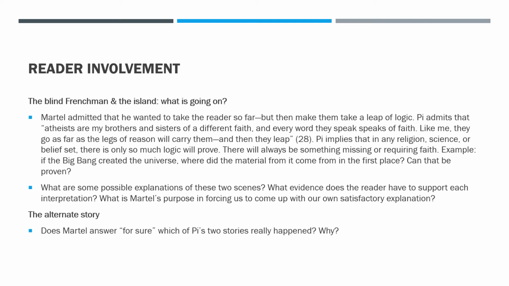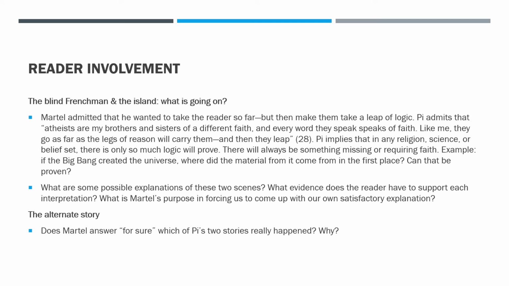What are some possible explanations of these two scenes, the Blind Frenchman and the island? What evidence does the reader have to support each interpretation? So is one literal? Could it have literally happened? I mean, it's possible, right? It's not plausible or likely, but it is possible. Everything that happened could have happened.